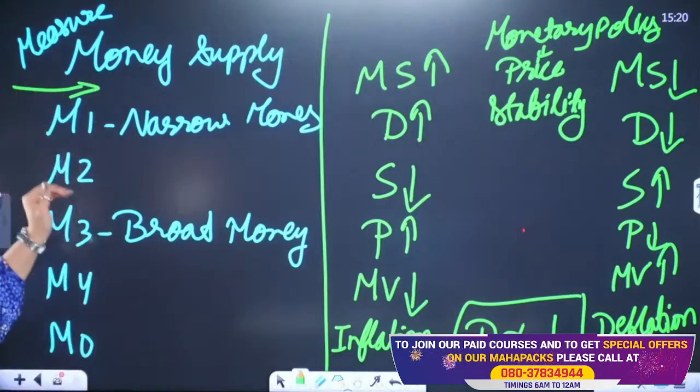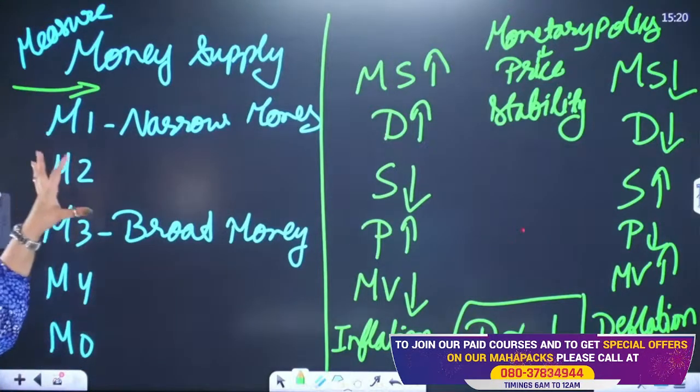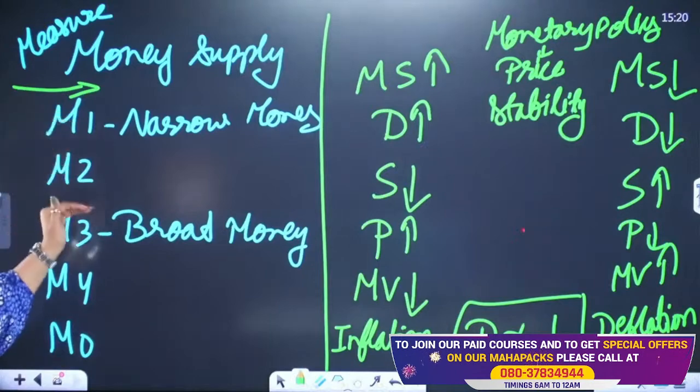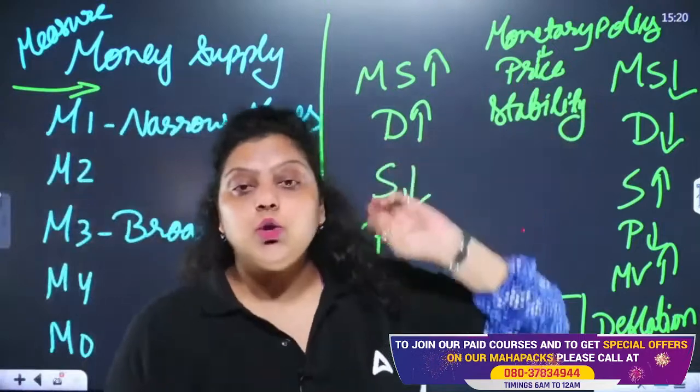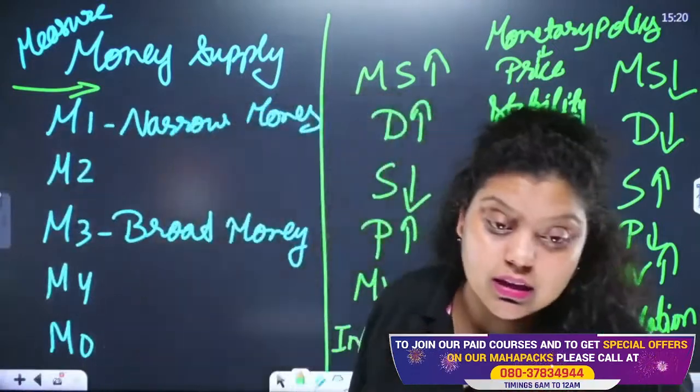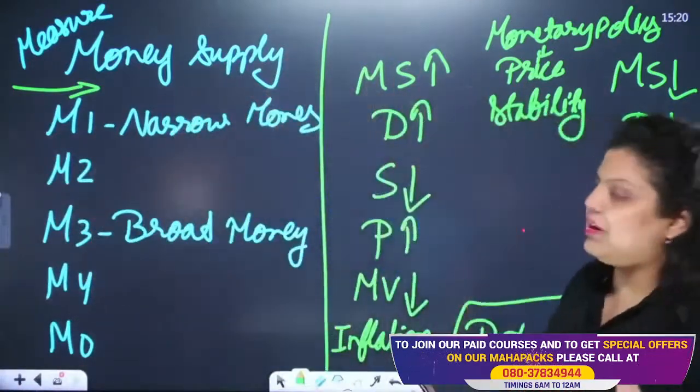So with the help of M1, M2, M3, M4, M0, RBI will know what amount of money is available in the economy. Accordingly, RBI will make the monetary policy to maintain the price stability in the country. So they all are related to each other.